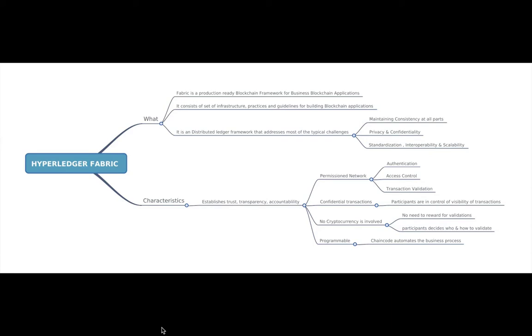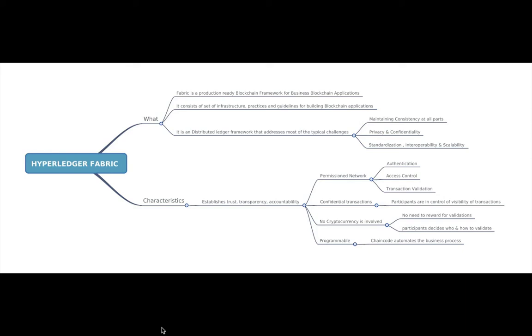There is no cryptocurrency involved, which means there is no reward for the validations. The participants in the consortium in the permissioned network decide who and how to validate. It's programmable. When you say programmable, the smart contract, which we call chaincode in Fabric, automates all the business processes. And with all these characteristics, Hyperledger Fabric establishes trust, transparency, and accountability.